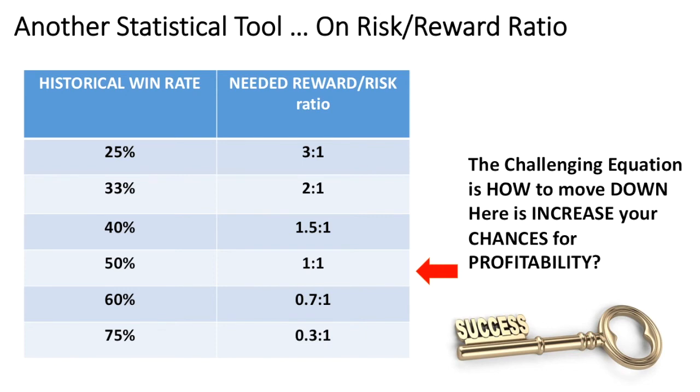Well, let me tell you that there was a study by FXCM that says that the best reward to risk ratio is actually 1 to 1. And if you go down, you have a better chance of making money. You know why? Because you can pull the trigger, take the profit very fast and get out of the market, and thus not be subjected to risk. So the challenging equation here is how do you move down so that you have a high historical win rate and a lower reward to risk ratio in order to do it.